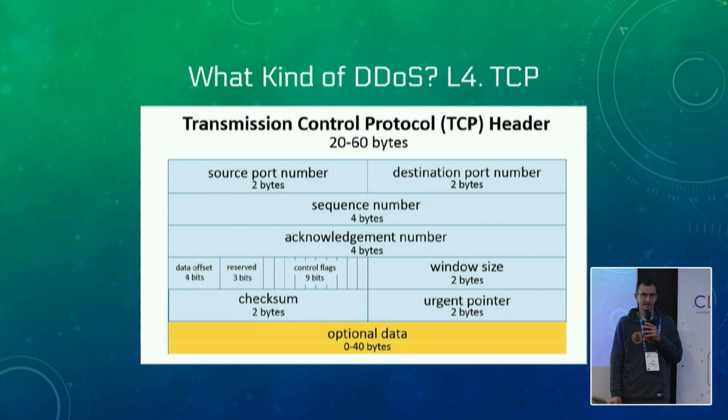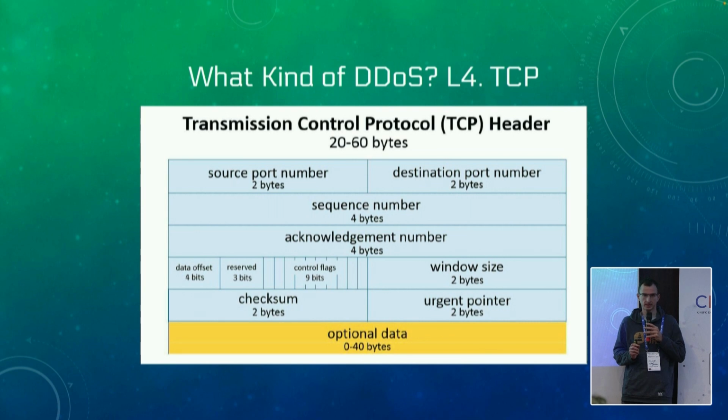And from layer 4, basically we speak only about the TCP protocol. In this case, we have a few more fields, and again, every single field can be randomized and used to generate malicious traffic. And those levels are the only ones which we care about at Fastnetmon.